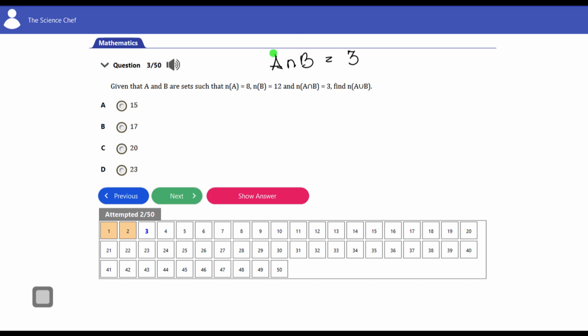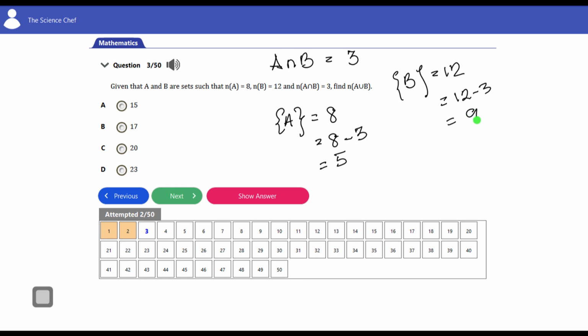So if set A has a total number of 8 elements, and out of this 8, 3 are also present in B, it means the number of elements that are unique to A alone would be 8 minus 3, which is 5, right? Then if you come to B, B is 12. And if out of this 12, 3 of these elements are also present in set A, it means the number of elements that are unique to set B will be 12 minus 3, which is 9, right?